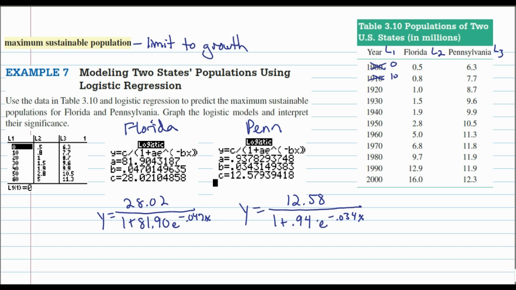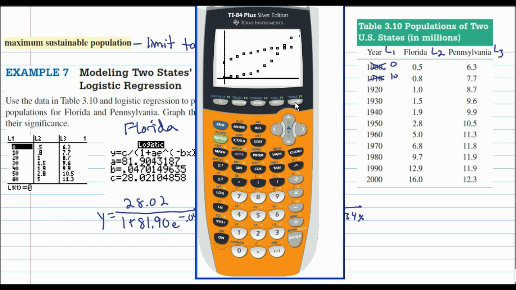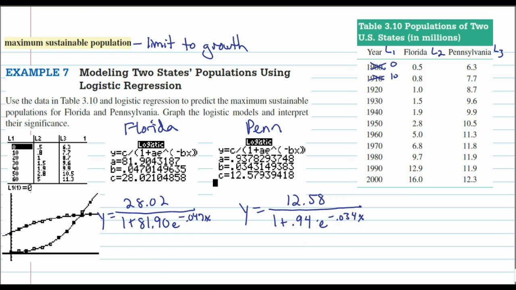We need to interpret their significance. Well, first let's look at the graphs. And I think the significant information that we can gather from these two graphs is that although Florida's population started out small, Pennsylvania's population has a smaller limit to growth. So Florida's population will surpass Pennsylvania's quite dramatically, and we can see that.